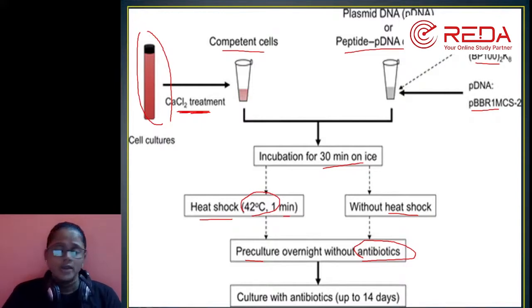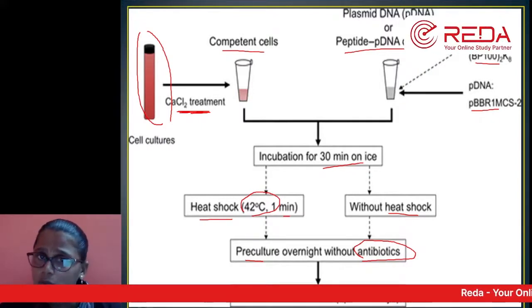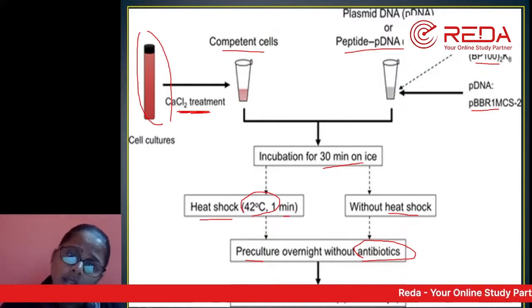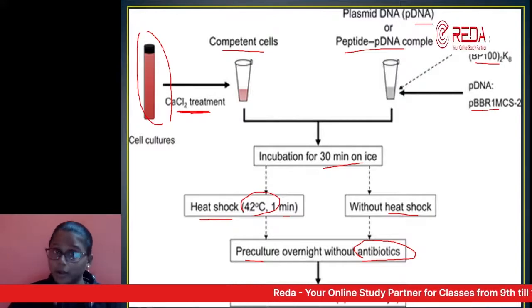antibiotic. You should not use antibiotic, because we don't know whether the rDNA has gone inside the recombinant competent cell or not. We cannot say that all the rDNA has gone into the cell. Whether a cell has become an rDNA holding host, we cannot come to a conclusion. So you should not put any antibiotic towards it.